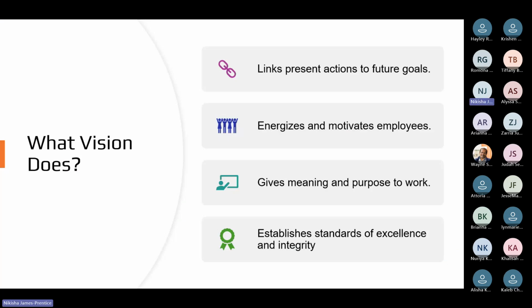What vision does. Vision plays several key roles within an organization. Daft identifies several critical functions of an effective vision. 1, it bridges the present and the future, helping employees understand how current actions contribute to long-term success. 2, it motivates and energizes people by giving them something worthwhile to strive for. 3, it infuses meaning into daily work by linking tasks to broader goals. And 4, it sets high standards of integrity and excellence.